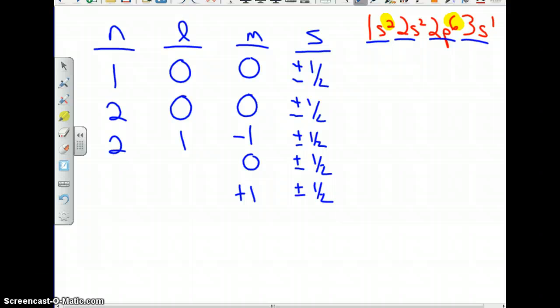And then last but not least, I have 3s1. So that would be a 3 for the energy level. It's an S, so it's 0 here, which would make M 0. I only have 1 electron in there. It would be spin up. That would be the plus half.